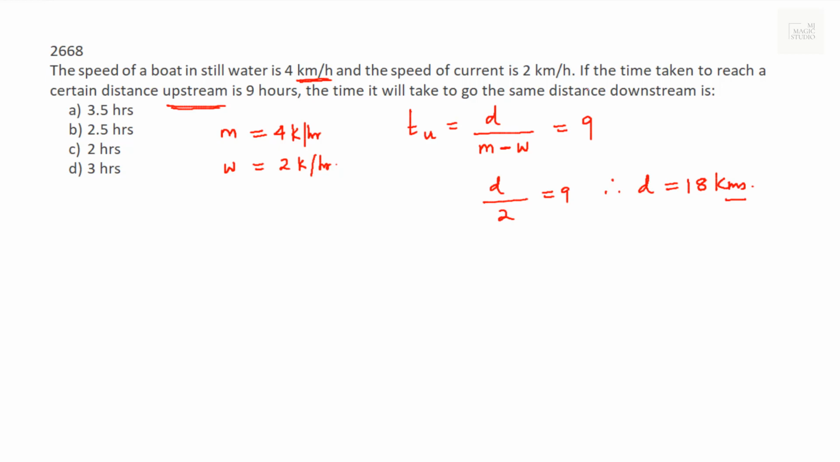Find the time it will take to go the same distance downstream. Time taken to go downstream is given by distance upon m plus w. So d is 18, m plus w is 4 plus 2, that is 6. That will give us 3 hours. So here the answer is 3 hours. 3 hours would be the time taken by the same boat to travel the same distance downstream. That is in option D.